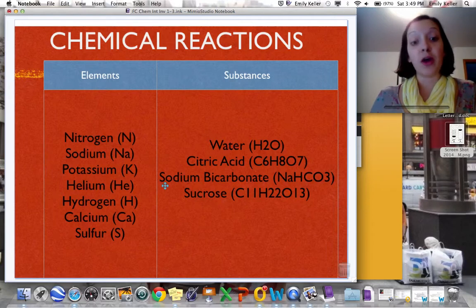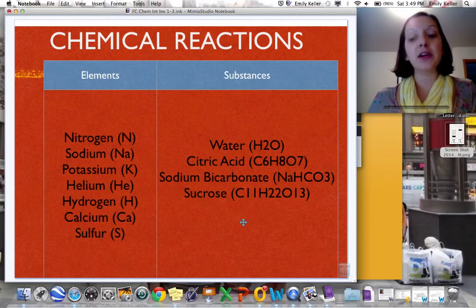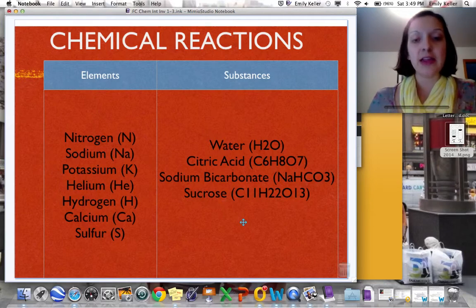And these are just a few of the 90 or so elements that we can find in our everyday lives on Earth, and they're used as building blocks to make everything else that we have on Earth. So for example, we have some substances on the right hand side here: water, H2O, citric acid, C6H8O7, sodium bicarbonate, NaHCO3, sucrose, which is a very big molecule, C11H22O13. So you can see that these substances are made of some of our elements.